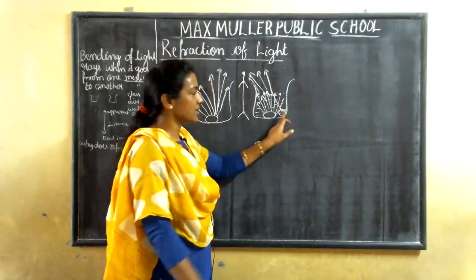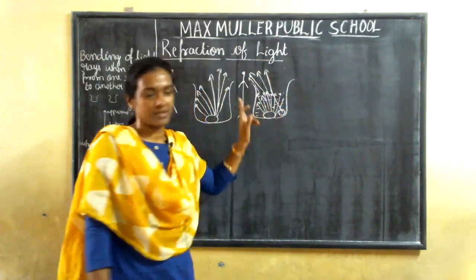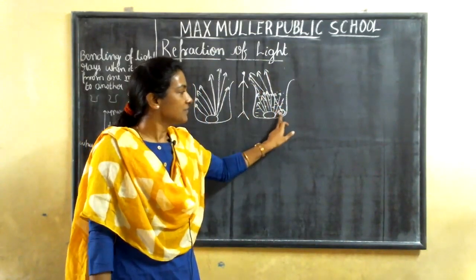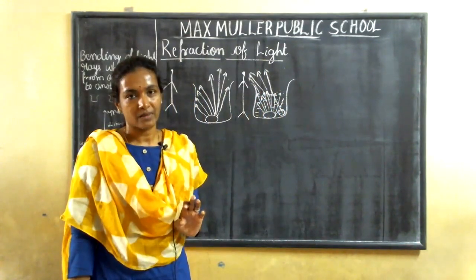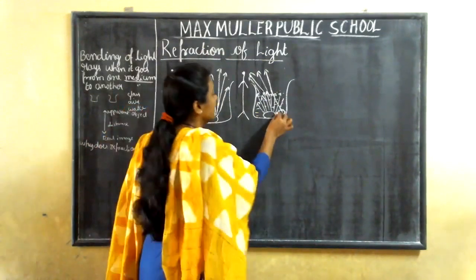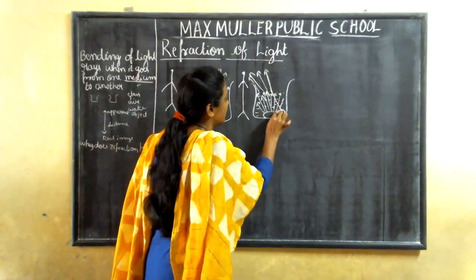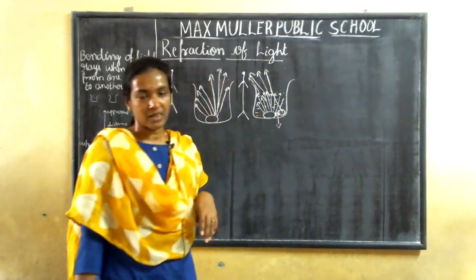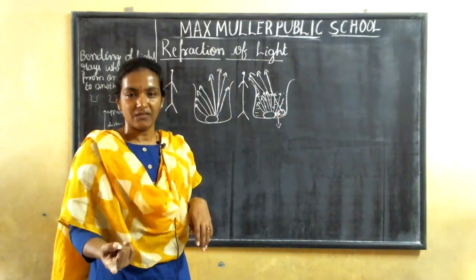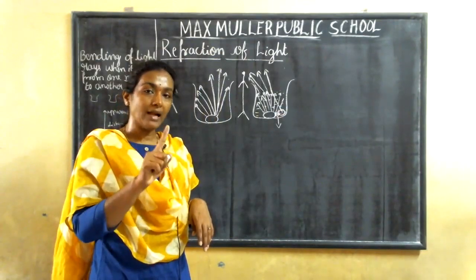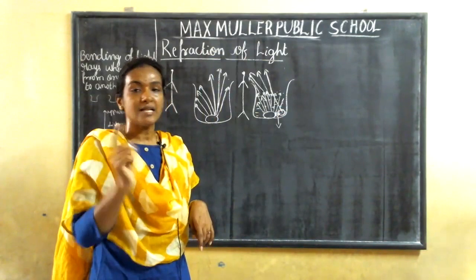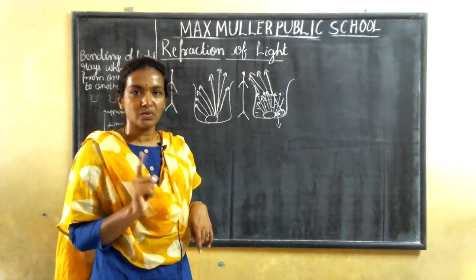This is the real object, and this is the image of this object. Have you understood? And in between, what is the distance you get between these two? This is called shift, or else lateral displacement. You can say it as a lateral displacement. Have you understood this one?